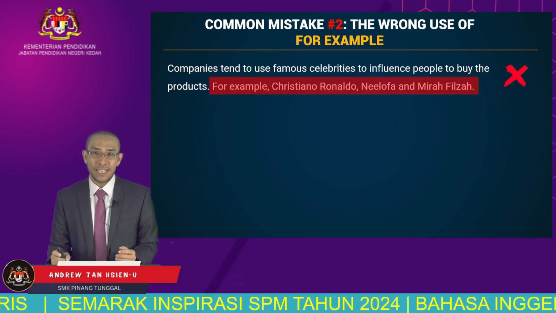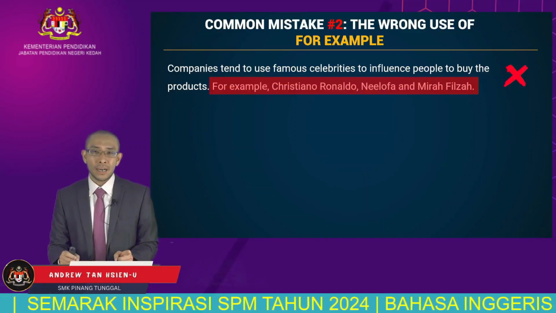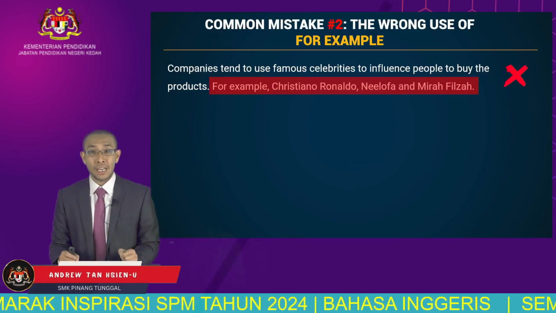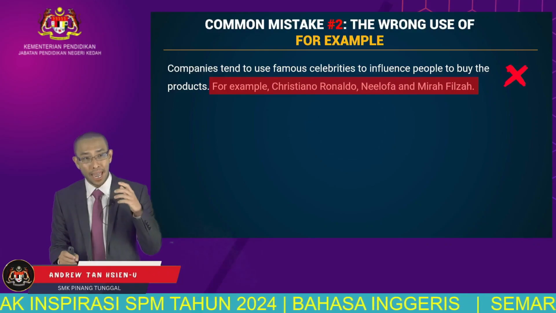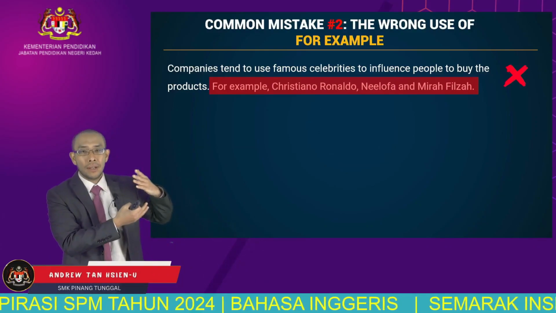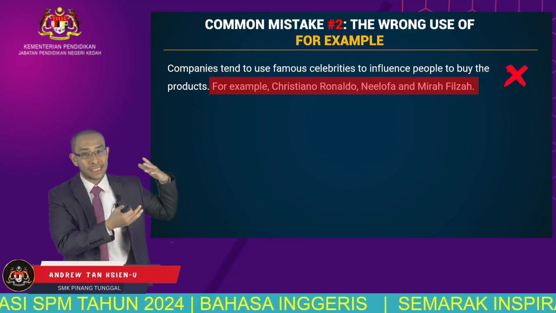Why is it wrong? Because of this right here. Here, for example, is placed at the beginning of the second sentence. So it needs to have a new subject and a new verb. But here, the candidate merely listed down the examples of the celebrities.